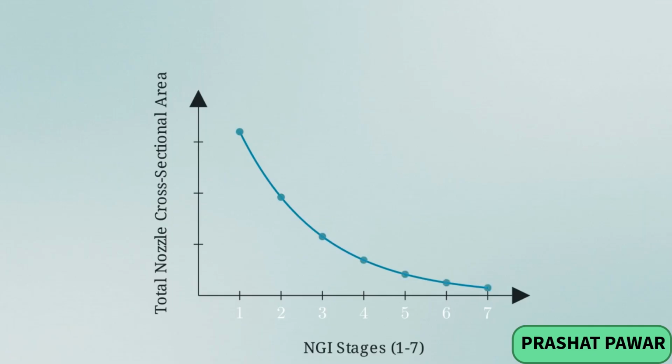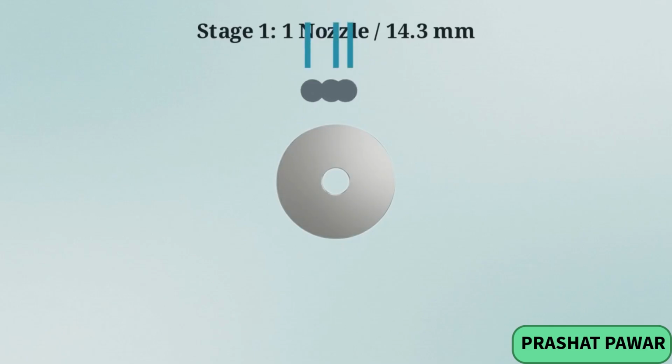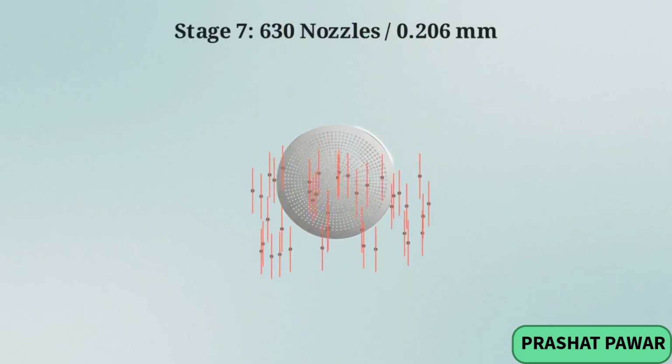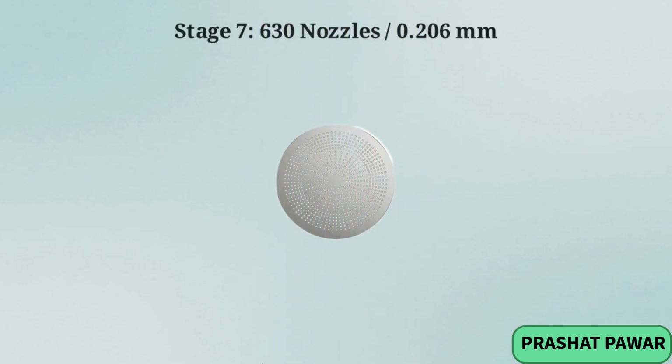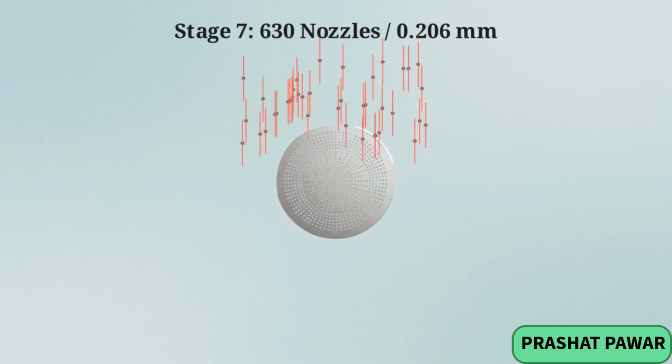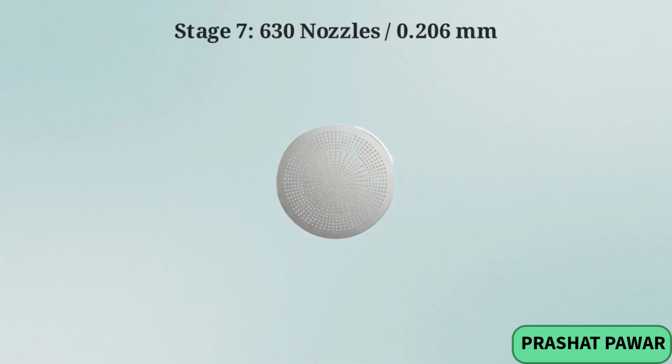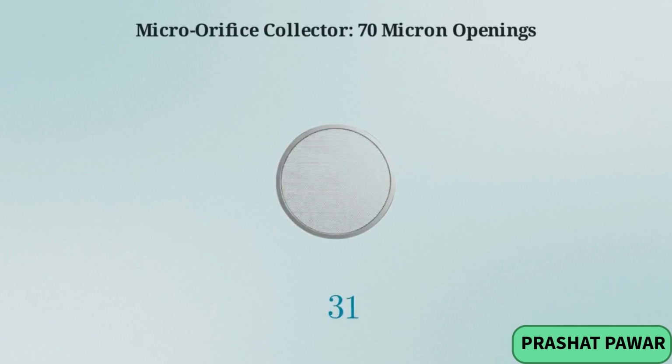Across the NGI stages, the total cross-sectional area of the nozzles systematically decreases. This restriction forces the air to accelerate. At stage 1, the airflow passes through a single, large 14.3 millimeter nozzle, moving just fast enough to capture the heaviest particles in the dose. By the time the air reaches stage 7, that same fixed volume is forced to accelerate through 630 individual micronozzles, capturing particles just a fraction of a micron wide.